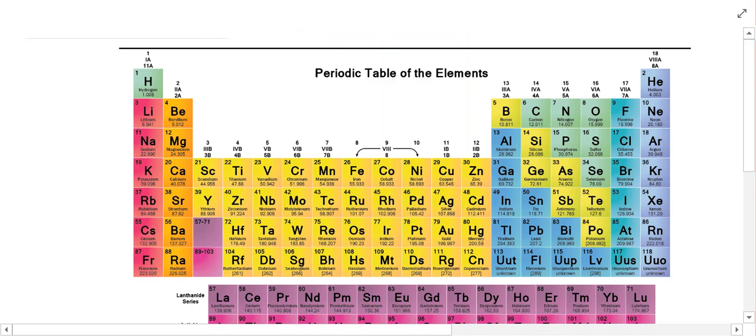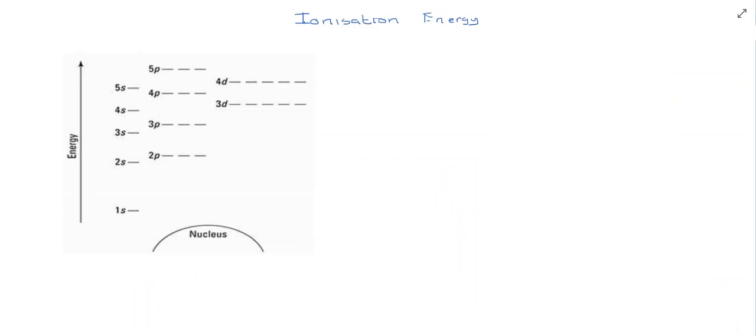So if we have a look here at sodium. Sodium is the 11th element on the periodic table. It's in group 1 and it has 11 protons. So let's just look at sodium, Na. It has 11 electrons, and we can look at its electronic structure.